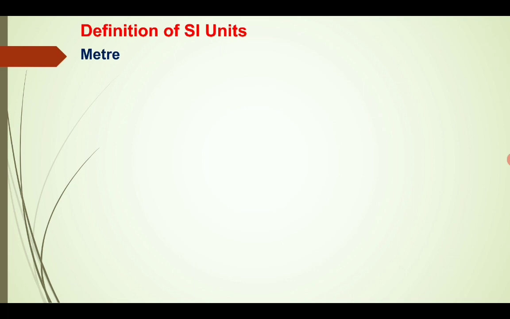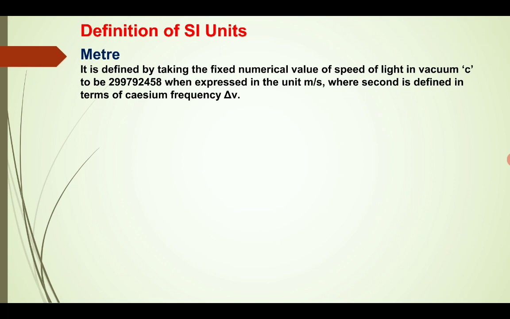Now from where is this meter derived? The meter is defined by taking a fixed value of the speed of light in vacuum, that is 299792458, which is approximately 3 into 10 raised to power 8 meter per second, as we use in numerical problems. When this fixed numerical value is expressed in meter per second, and the second is defined in terms of the cesium frequency, that is the frequency of cesium radiation, then we get the meter.